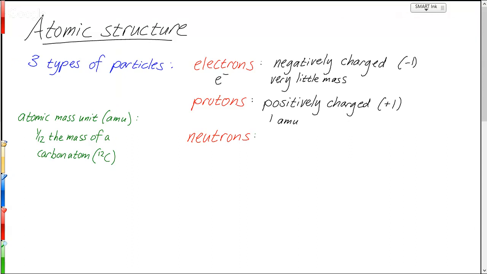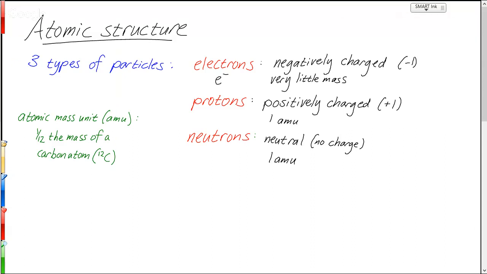All right. So then neutrons are neither. They are neutral, no charge. And they also weigh 1 AMU, just like the protons. Okay. All right, so those are the different subatomic particles.